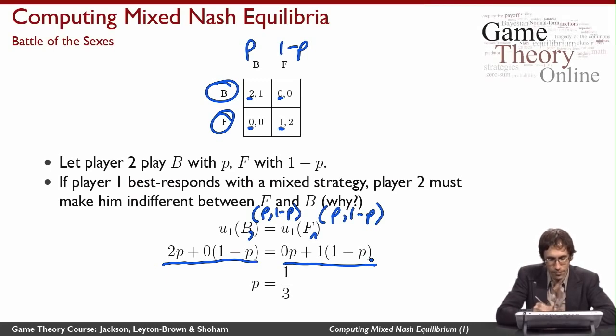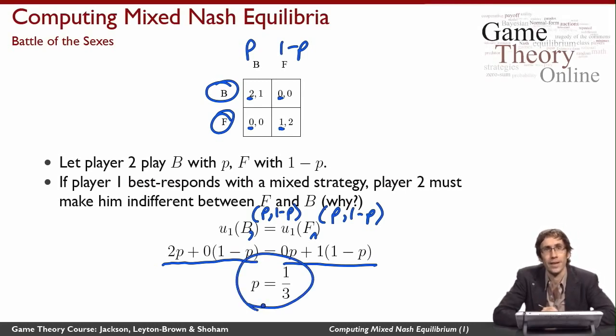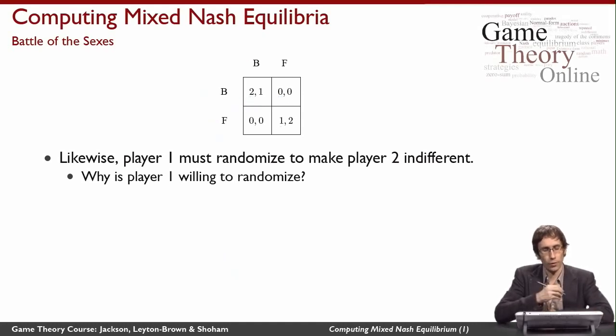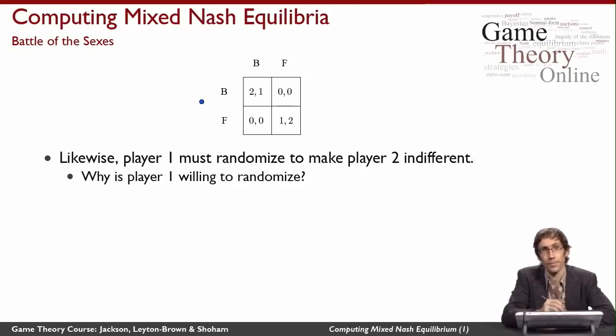And now we just have a simple equation in one variable. So if we rearrange it, we end up concluding that the only way that player 1 can be indifferent between playing B and F is if P is equal to 1/3. In the same way, we can reason that if player 2 was randomizing, which we had just assumed that he was, then player 1 must make him indifferent. And why is player 1 willing to randomize? Because he's simultaneously being made indifferent by player 2.